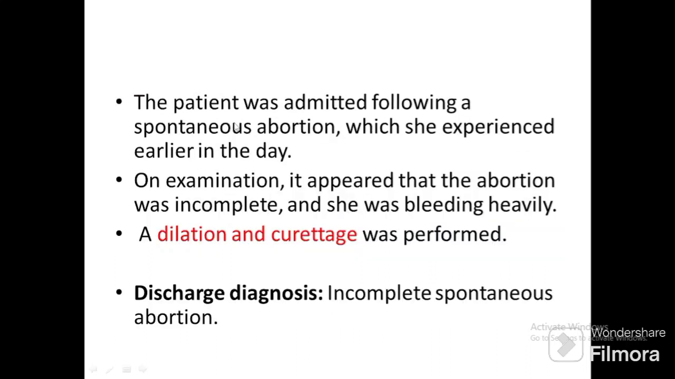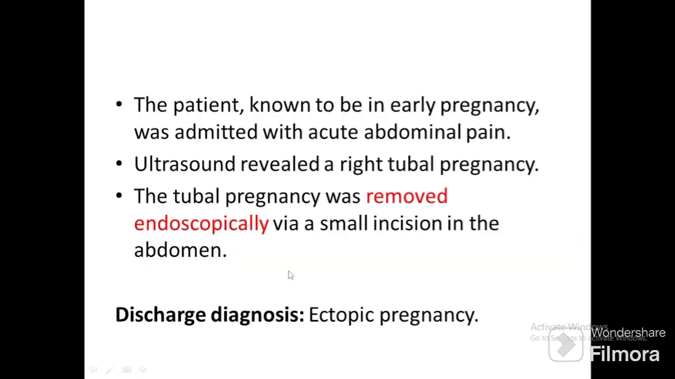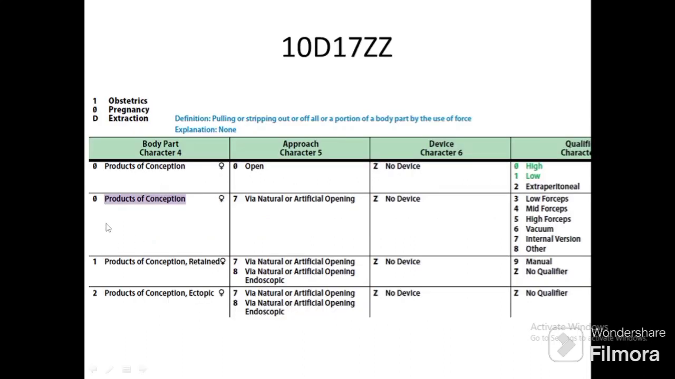So another example, spontaneous abortion followed by dilation and curettage. So spontaneous abortion is coded to root operation extraction. So under extraction, products of conception and retained here, and followed by dilation and curettage. So products of conception. So the row we use here is this row. So products of conception retained, natural or artificial opening and with no device and no qualifier.